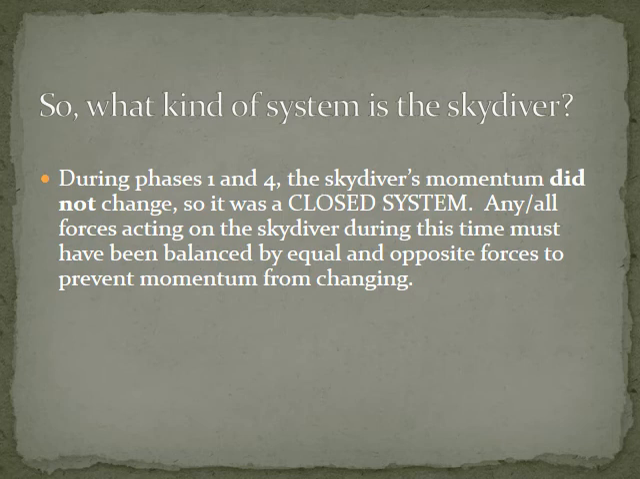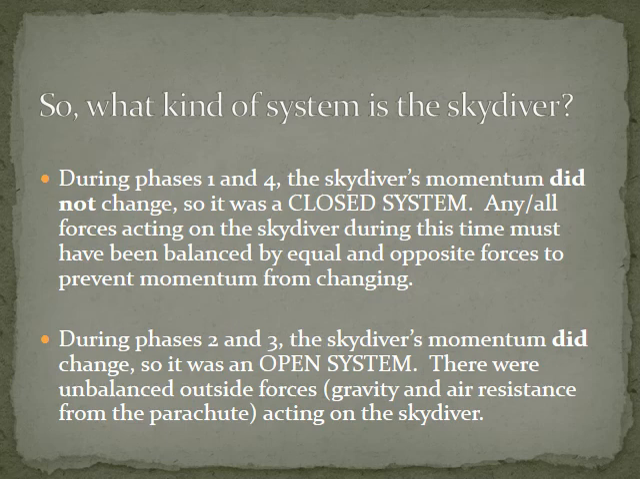What you'll discover in the next video is this means that forces that are acting on the skydiver during those intervals have to have been balanced out by equal and opposite forces. So it doesn't mean that there aren't any forces on the skydiver during phases 1 and 4, but it does mean that those forces have to be balanced out by other forces. Otherwise, the momentum would be changing.